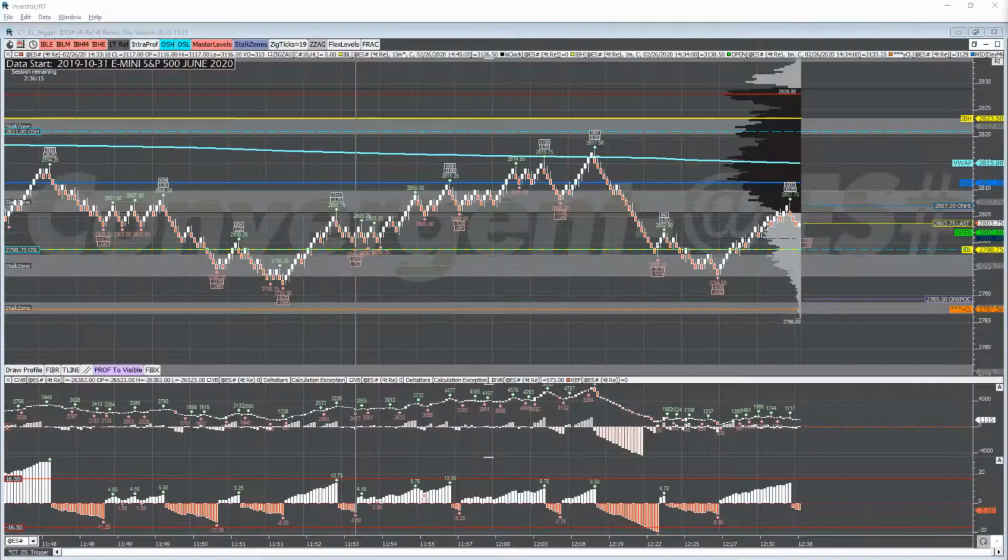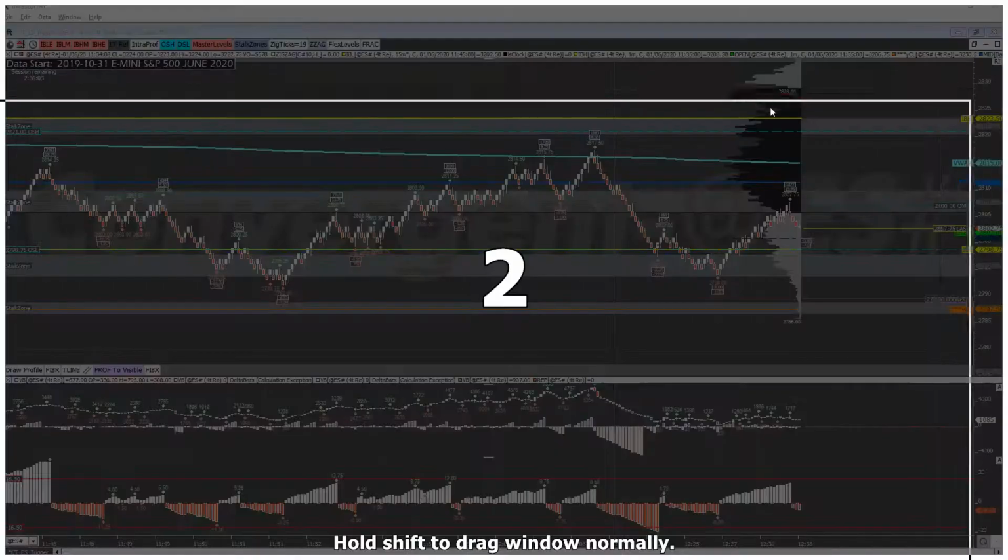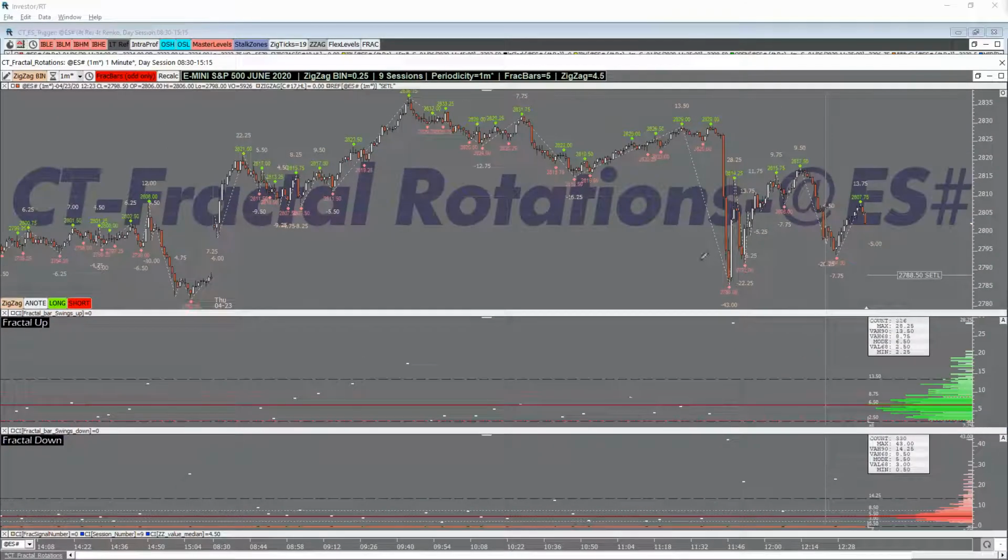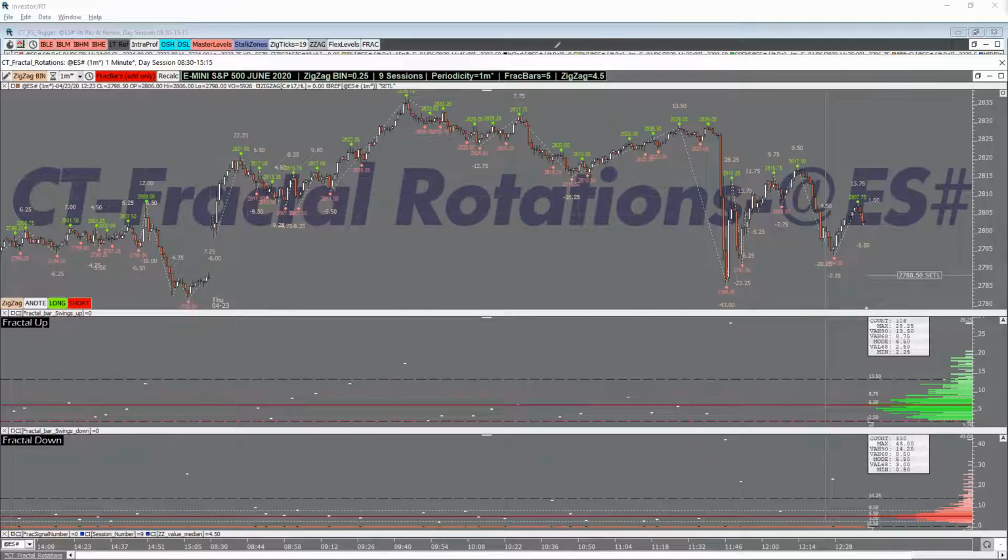Rotations are the market's kind of pulse. It's ebbing and flowing and ebbing and flowing all the time. And the way it flows, here's a 1 minute bar chart. The way it flows, I'm looking at kind of consolidating or understanding how it statistically flows.